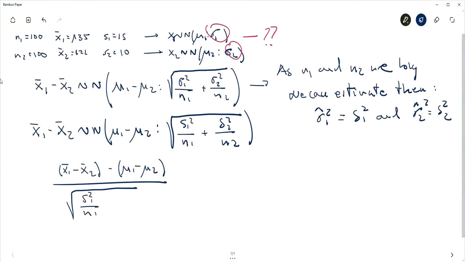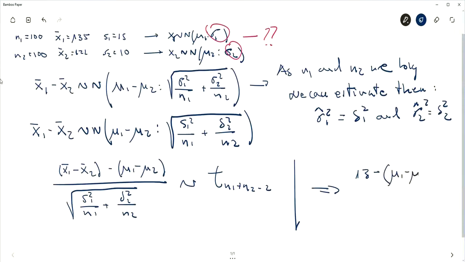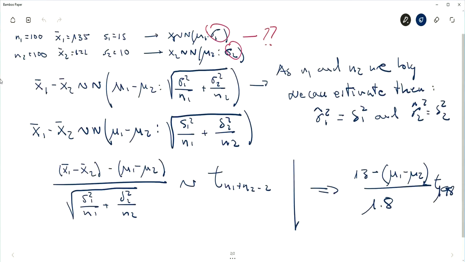So in our case, this standardization will be the difference between our sample means, that is equal to 13, minus the difference between the population means that we don't know, divided by the standard deviation, equal to 1.8. And this will follow a t-student of 198 degrees of freedom.